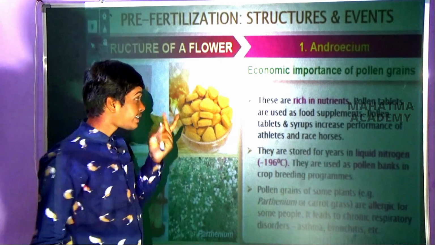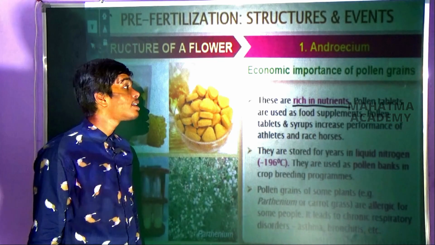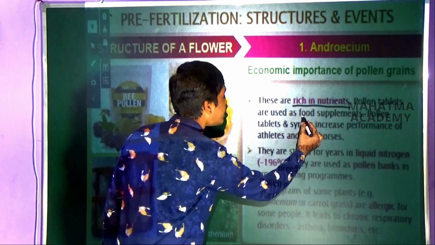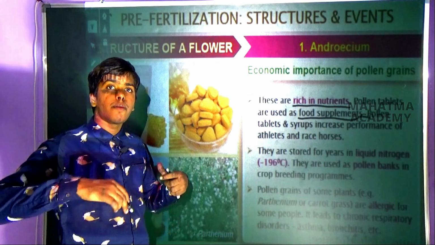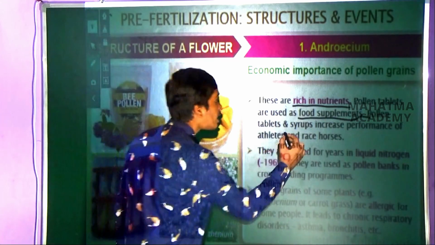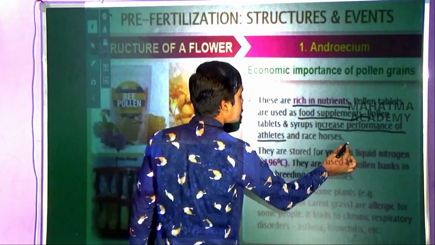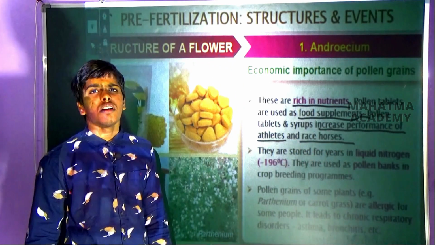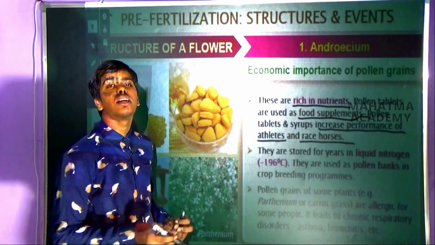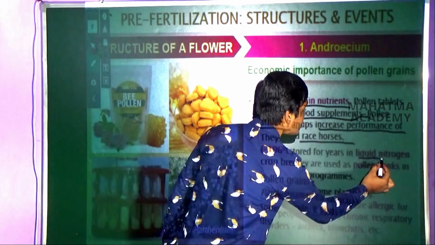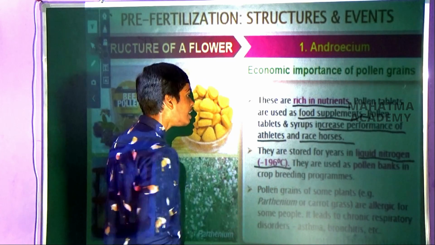Now, pollen grains are rich in nutrients, so they are used in Western countries as food supplements. Pollen tablets or syrup increase the performance of athletes and race horses. To store them, what is used? Liquid nitrogen is used, at minus 196 degrees Celsius.